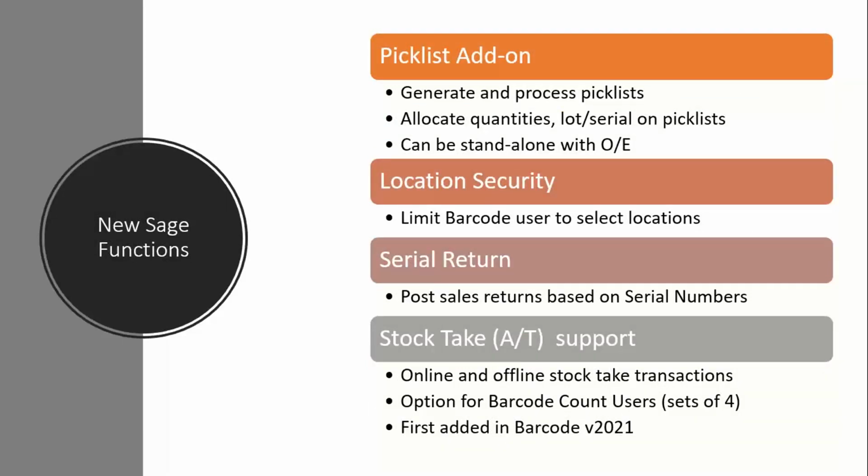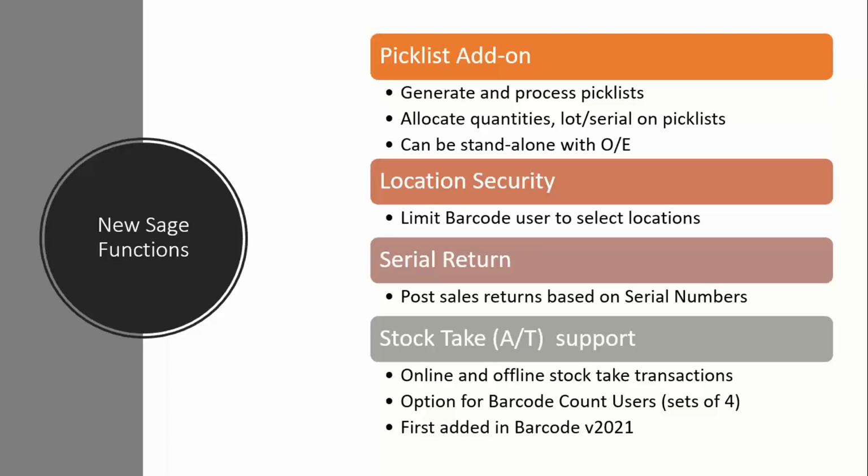In this next slide, what I want to highlight are the new Sage features that barcode can do that Sage actually cannot. So the first one there is, of course, one of our title topics today, which is PickList. So in the past, clients have always wanted to be able to allocate and then pick against a PickList rather than be forced to post an OE shipment immediately.